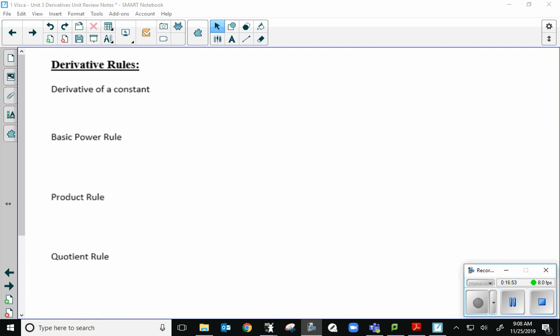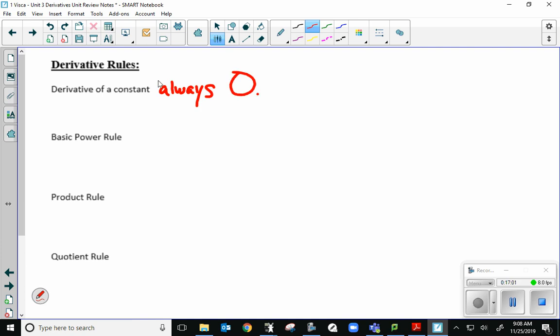Now, the derivative of a constant is always 0. Boom. So if I have f of x equals 7, what's f prime of x? Guess what? It's 0 because 7 is a constant. The derivative of negative 13 is 0. The derivative of pi is a constant, so it is 0. Any value that does not have a variable, that is a number only, the derivative of that will always, always, always be 0.